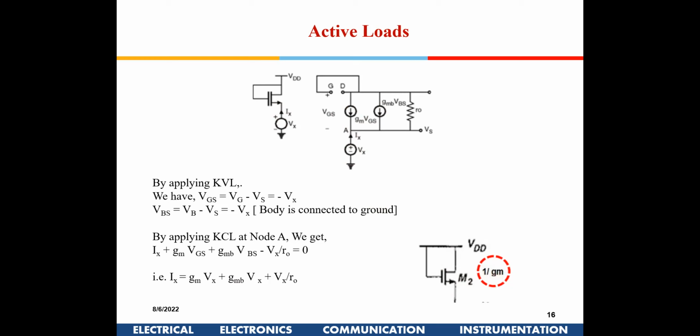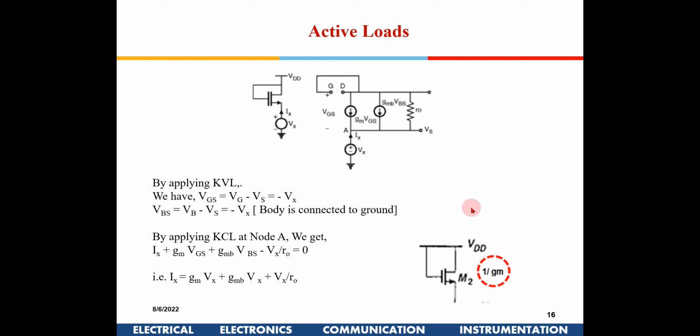Anybody? Sir, how did we predict the direction of the current of R0, as we are taking negative of Vx by R0? See, we are applying KCL, right? In KCL, the algebraic sum of all the currents coming into the node is 0. So Ix is here, gm is here, gmb, so we have put plus plus, and R0 here, right? So the currents we will add. So it is 0 minus Vx, so minus Vx. Is it okay?